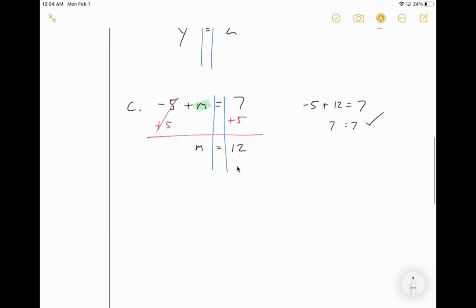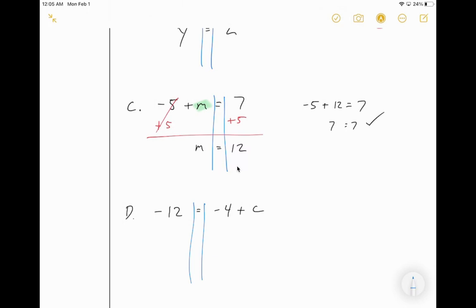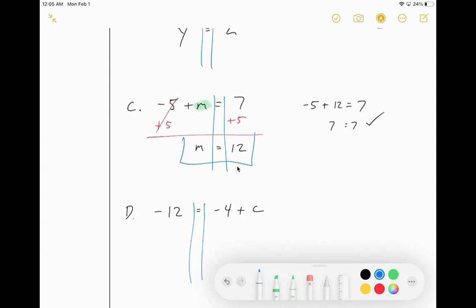All right, let's do another one here. What if the variable's on the other side? -12 is equal to -4 plus c. Okay, so this one's a little bit tricky. Again, draw my wall. I find the variable. A lot of people are so used to the variable being on the left side. I see this all the time where they'll put a plus 12 right here.